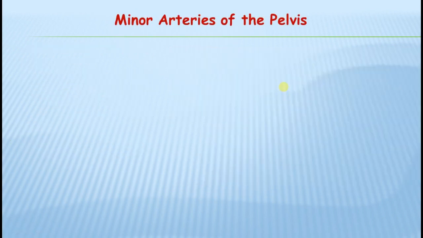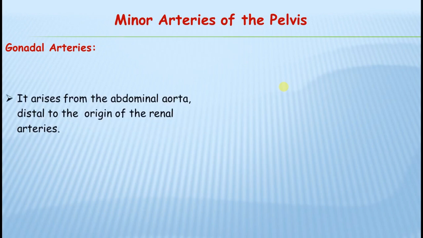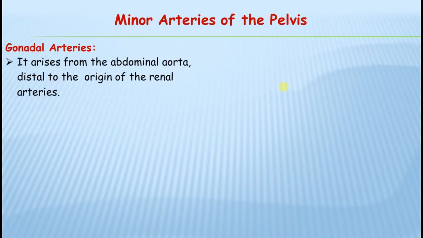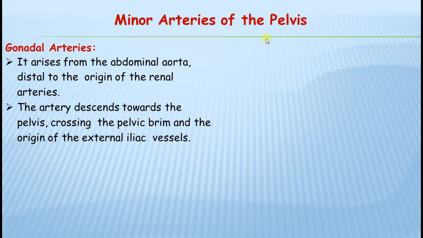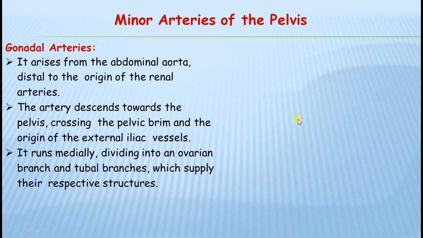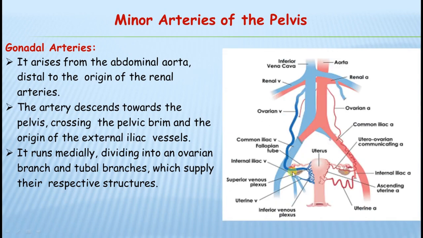The minor arteries of the pelvis mainly include the gonadal arteries. The gonadal arteries arise directly from the abdominal aorta: the testicular artery in case of males, and the ovarian artery in case of females. The ovarian artery descends to the pelvis, crosses the pelvic brim, and divides into ovarian and tubal branches which supply the respective structures. Via the suspensory ligament of the ovary, it enters through the mesovarian border and then the hilum of the ovary. The ovarian artery also anastomoses with the uterine artery.